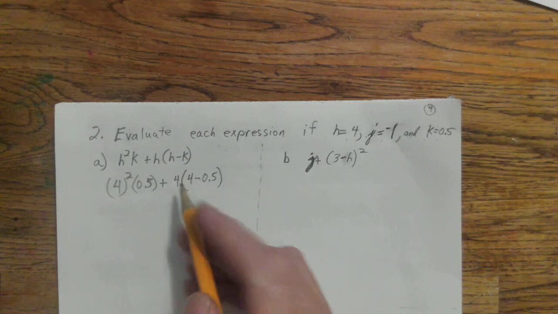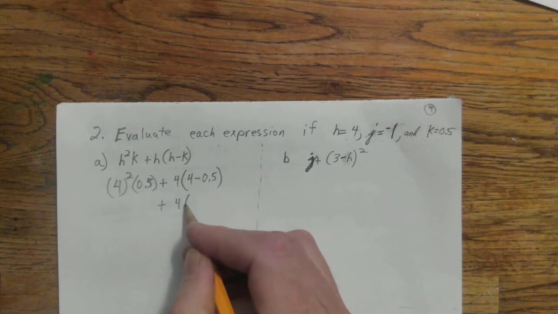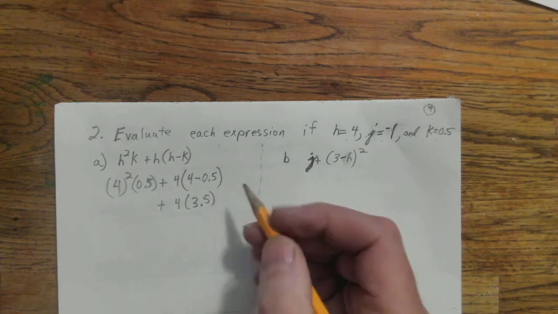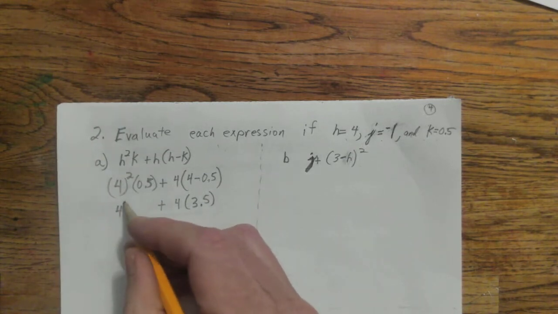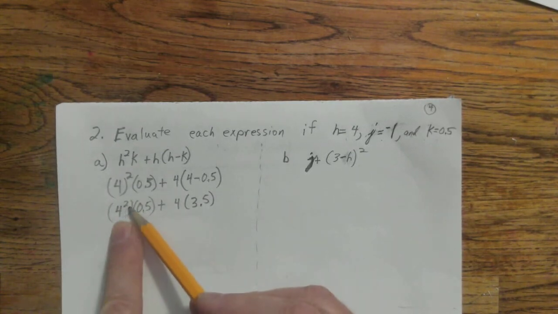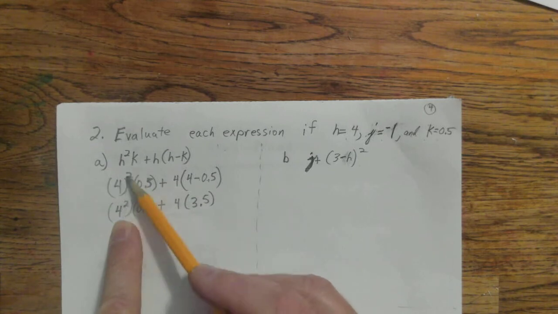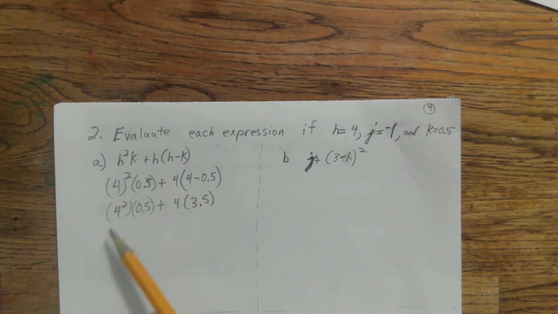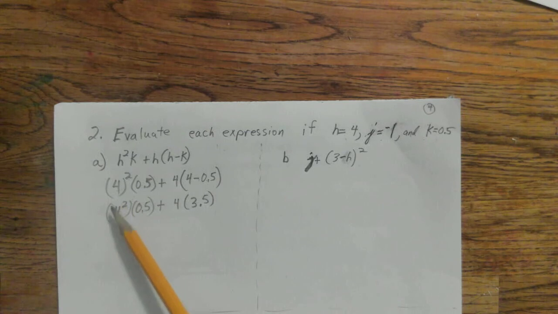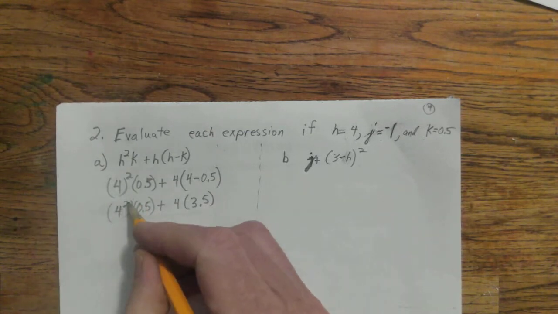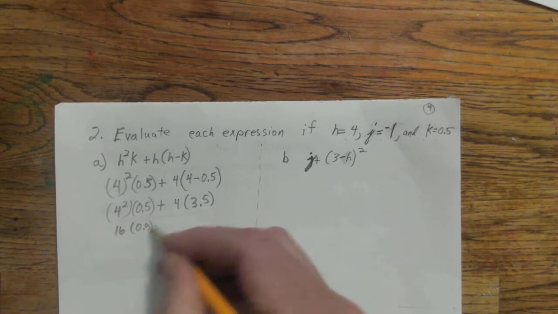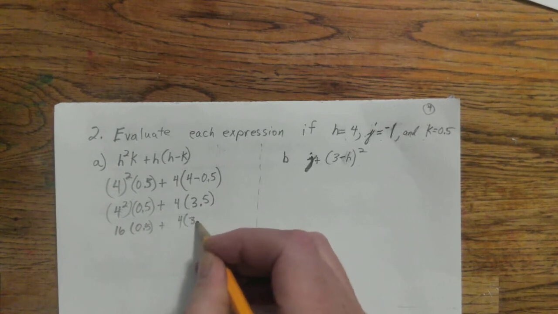Alright, parentheses come first. So I'm going to put that 4 here, and 4 minus a half is 3.5. Then I got 4 squared times 0.5. Before I multiply, I do need to do this exponent first. And 4 to the second power is 16. 16 times 0.5 plus 4 times 3.5.